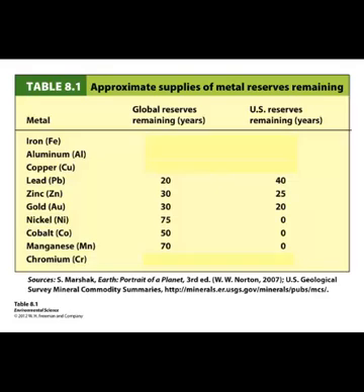How many years do we have left in our aluminum reserves? Correct. Only 2 in the US. How about copper, which we use for electrical wiring? Only 40 in the US. How about chromium? Iron for steel manufacturing, and the list goes on with this.